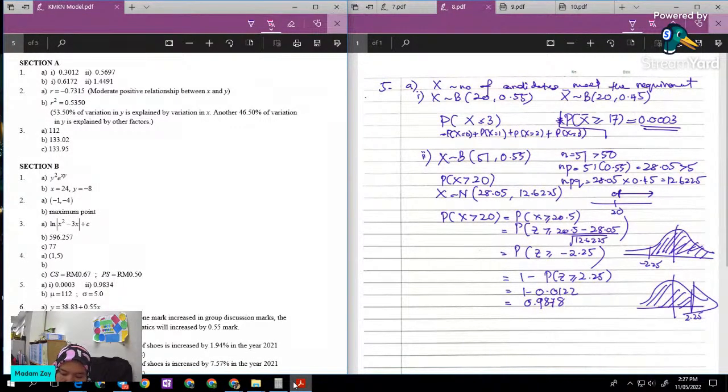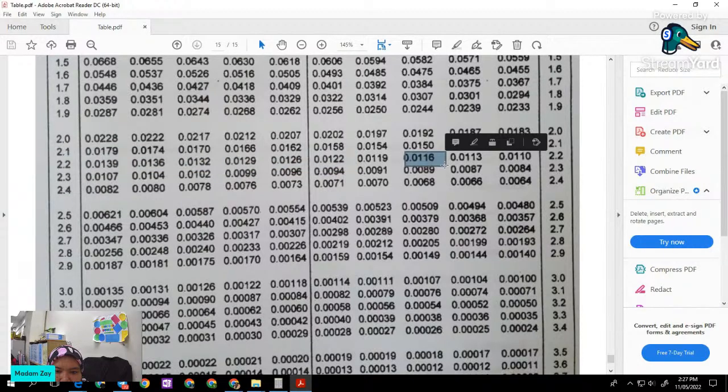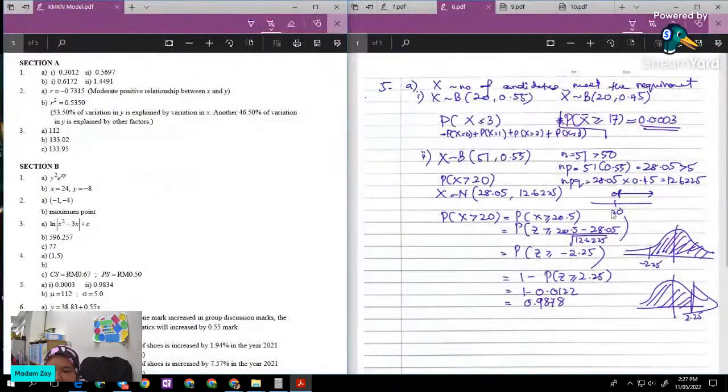0.9834. 1 minus 0.0166. 0.0166 dia ambil 2.27. Kenapa 2.27 lah? 51, 0.55 multiply 0.45, 12.6225. Kalau 12.6 sahaja, 8 divided by square root of 12.6, still 2.25.